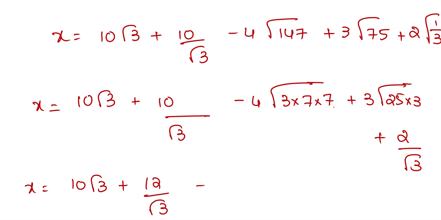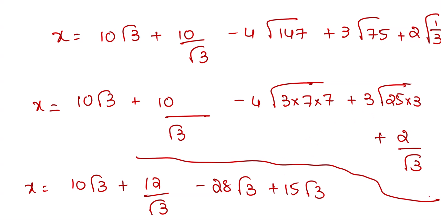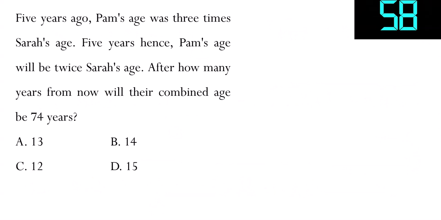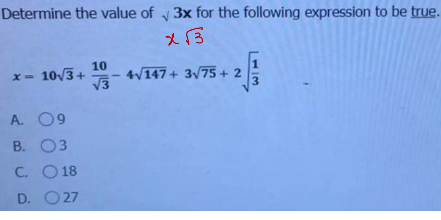And here, this 7 will come out, 28 root 3. Here this 25 will come out, 3 into 5, 15 root 3. Now 10 and 15, 25. 25 minus 28 is minus 3 root 3. We are left with 12 divided by root 3. Finally, we got 12 divided by root 3 minus 3 root 3.